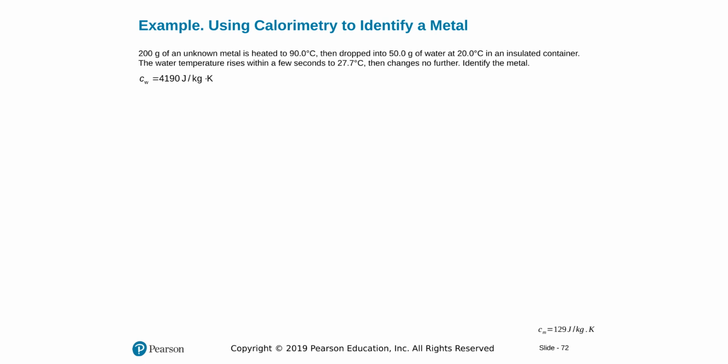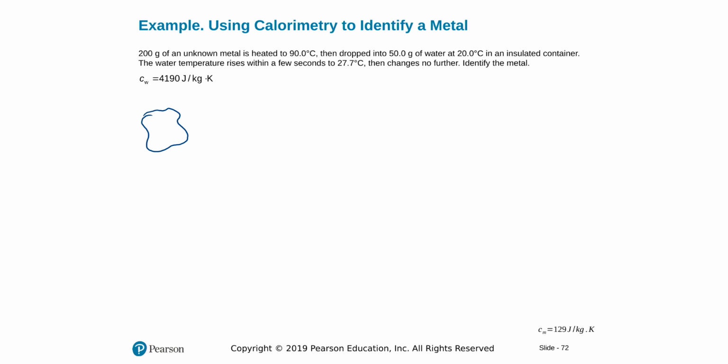Hello folks, this one is about thermal properties, heat and change in temperature. In this one we're going to identify a metal using the thermal properties, heat exchange actually. So let's read it. 200 gram of an unknown metal is heated to 90 centigrade, then dropped into 50 gram of water at 20 centigrade. So we have an unknown metal.